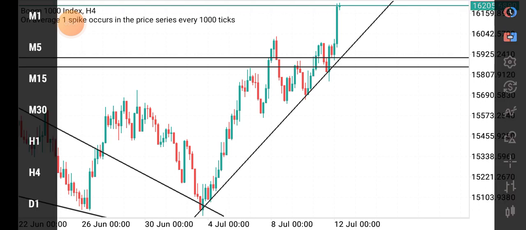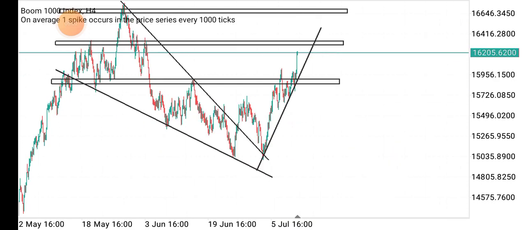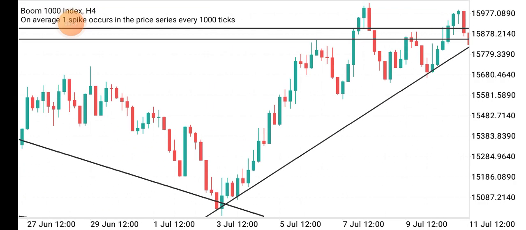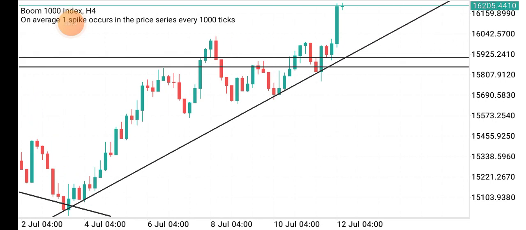All right, so that is just it for this particular pair. It's very simple, guys. Just draw these lines and wait for the market to do its wonders. You must get a good confirmation before you enter the trade. Even on this daily and 4 hourly time frame, there were still opportunities you could have used to trade.